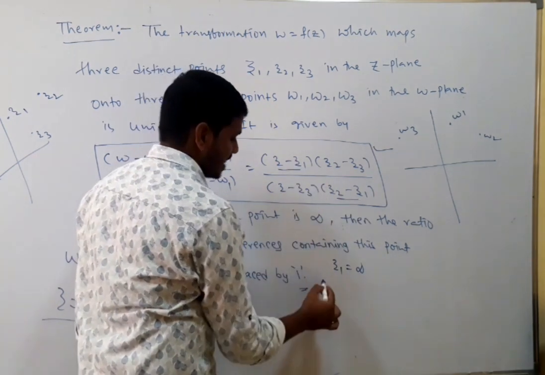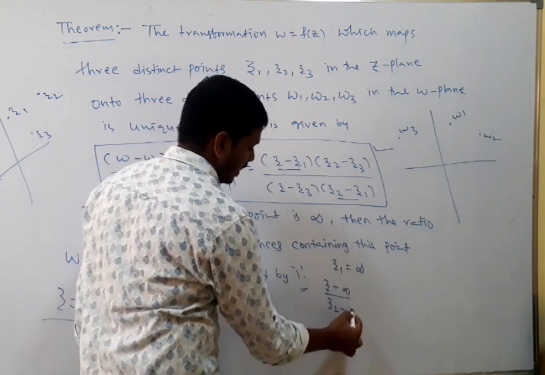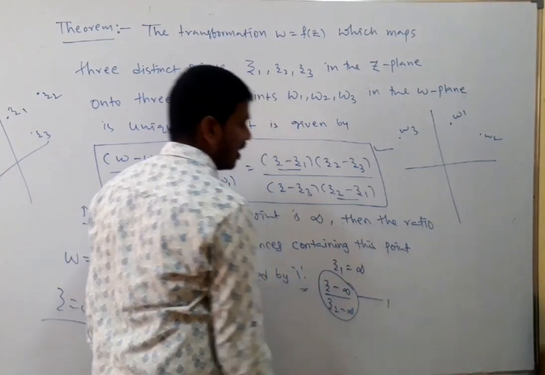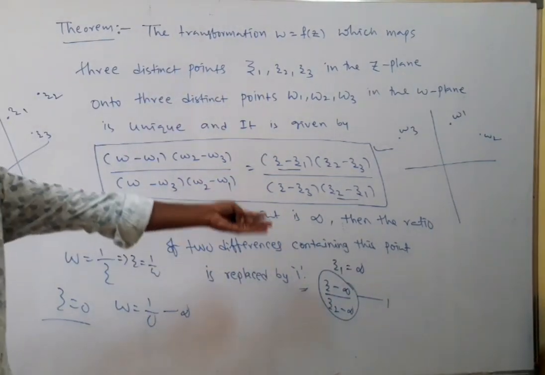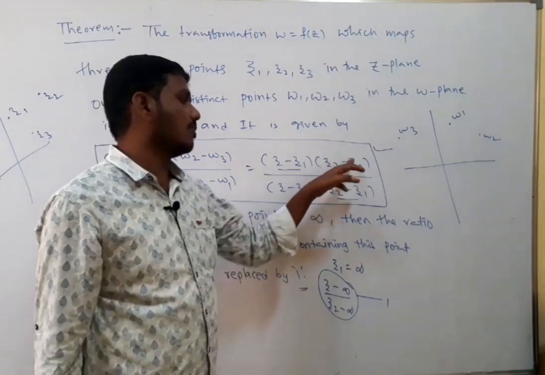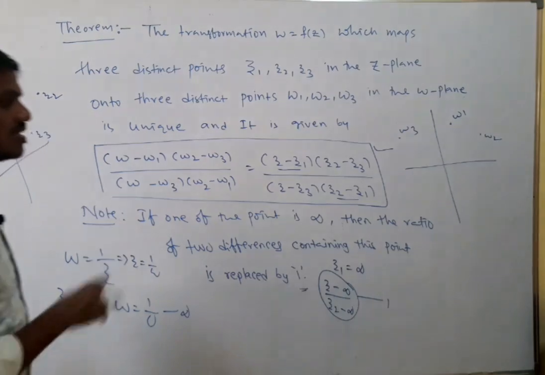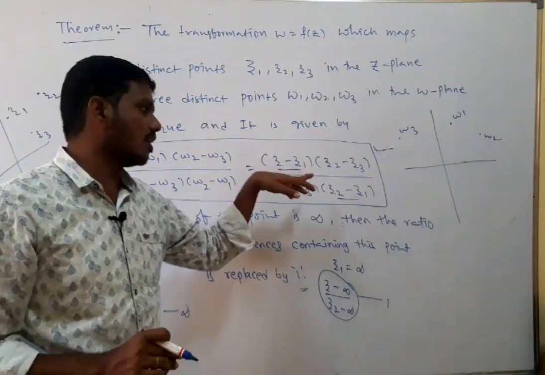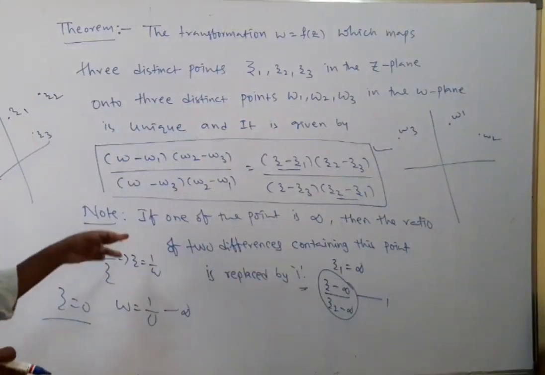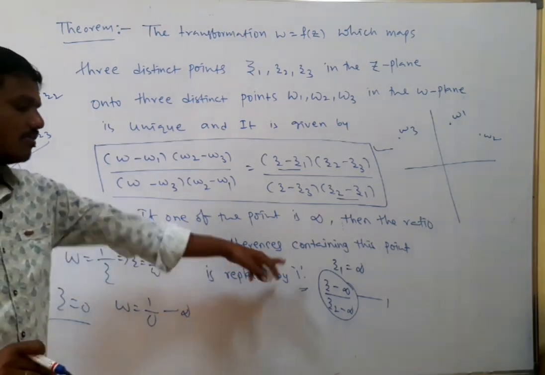So I take z minus infinity divided by z2 minus infinity. Are you following? So this ratio is considered to be 1 when one of the points is infinity. If z1 is equal to infinity like this. If z2 is equal to infinity, it is infinity minus z3, infinity minus z1, so this ratio is considered to be 1. If z3 is equal to infinity, which ratio are you going to consider 1? z2 minus z3 divided by z minus z3, that ratio is considered to be 1. That is the note here: if one of the points is infinity, then the ratio of two differences containing this point is replaced by 1.